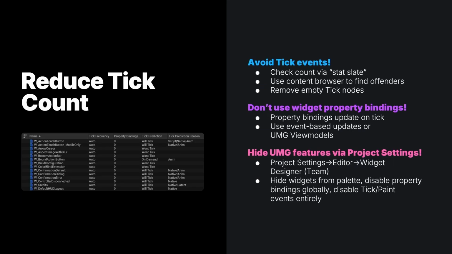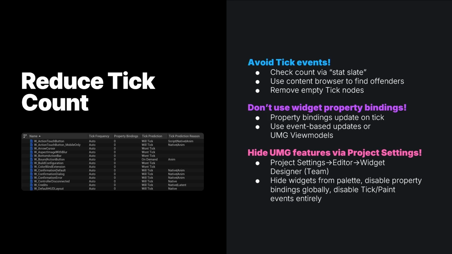And always be reducing your tick count. It is, as I said before, easy to accidentally get 1,000 ticks and have your project slow down a little bit. So you should always be checking in via Slate to make sure that you're not blowing up your tick count, to make sure it's not out of control. You should use the content browser here to figure out what's going on.